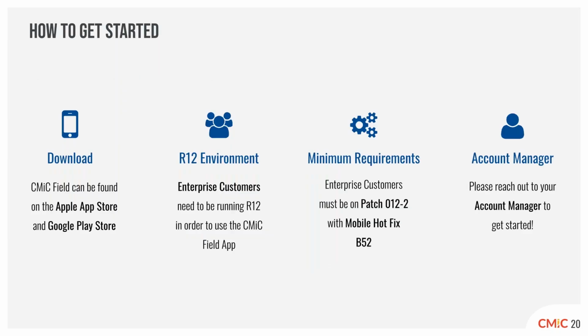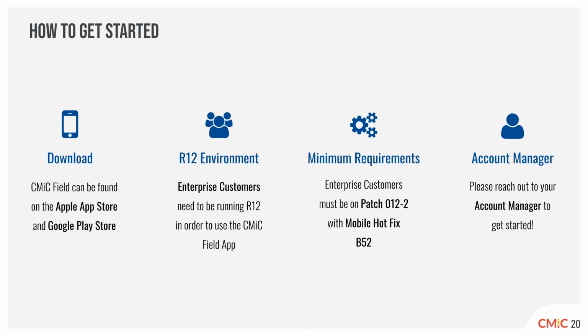All right, so for anyone interested in getting started, you'll find this slide to be very helpful. CMiC Field R12 is currently available in the Apple App Store and Google Play Store. You'll find it listed as CMiC Field. We are currently on version 1.0.7 with version 1.0.8 set to be released in a few weeks. This is an entirely different app, which will require a separate download if you're already using mobile field today. If you're a cloud customer, you can get started right away with the same credentials that you use in the web. If you're an enterprise customer, there are some added things to consider.